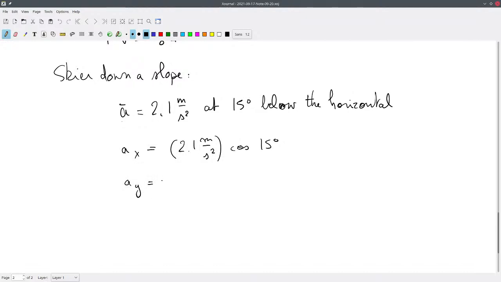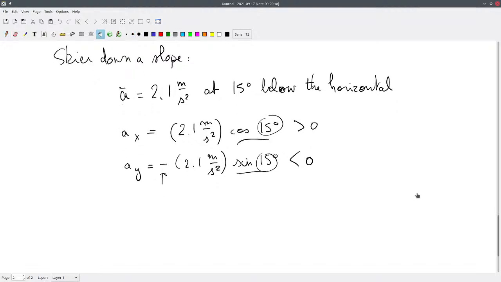Similarly for y, now we know it has a negative sign, so we're going to put our negative sign there, 2.1 meters per second squared, and now of course it will be the sine of 15 degrees. And if you plug in the numbers, you calculate the sine and the cosine here, you'll find indeed this is a positive number, this is a negative number, as I've picked with the sign here, and I used the angles without any signs, so I wouldn't end up getting the wrong answer.